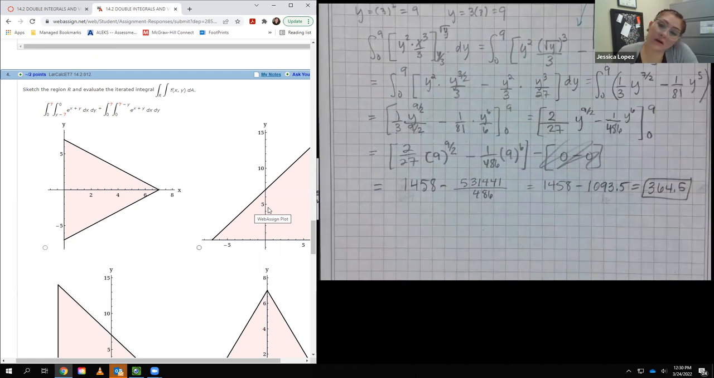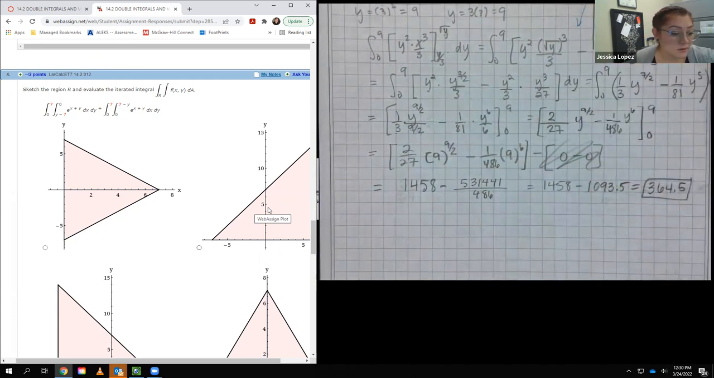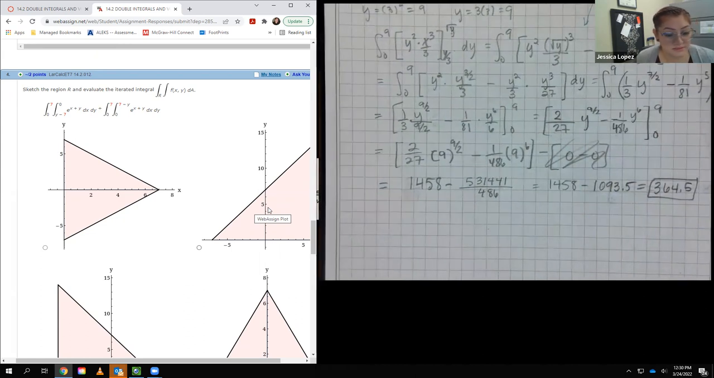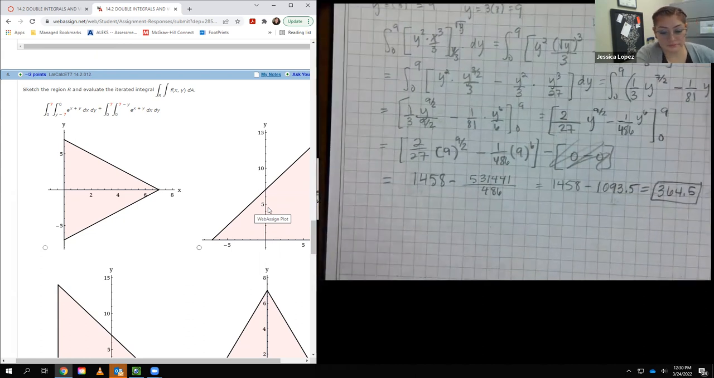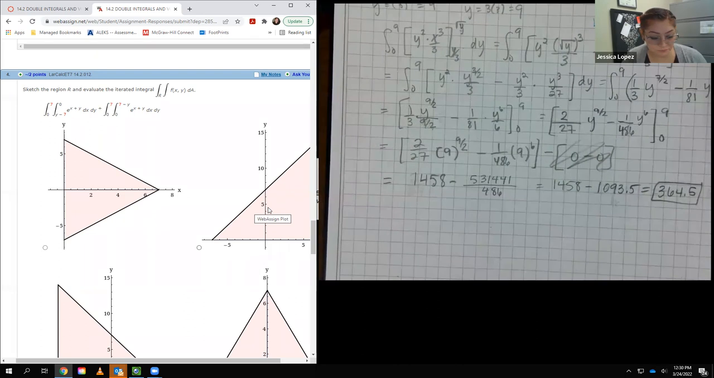Okay, moving on to number four. I'm actually going to go to another paper, even though I have plenty of paper on this. I have about this much paper left at the bottom. But I don't want to use it like that because it might be long. I don't know how long the problem's going to be. So we shall see. Now, let's see. So we have number four.